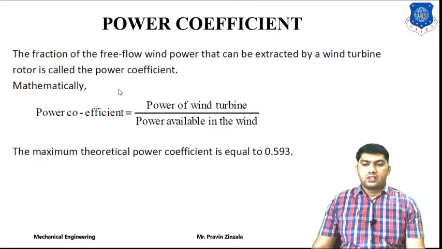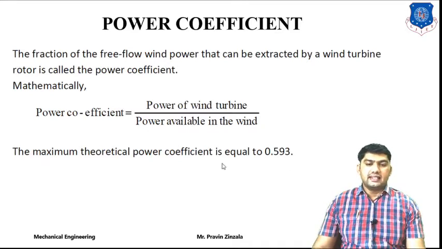So the power coefficient is nothing but the fraction of free flow wind power that can be extracted by a wind turbine rotor. The maximum theoretical power coefficient is 0.593, or we can also say that the maximum efficiency of a wind turbine is 59.3%, because it's called the Betz limit and it is the maximum efficiency. So we cannot increase the efficiency beyond 59.3%.